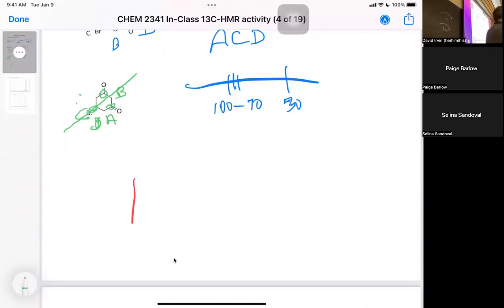B is its own CH2 because it's between the 2 carbonyls. And C is its own CH2 because it's farthest away from the carbonyls. So we have 4 signals. Okay, so now let's rack and stack those with 0.